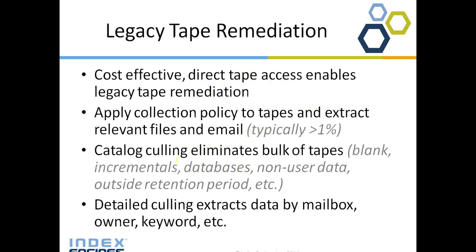The other phase I mentioned earlier is legacy tape remediation. If you wanted to go further and save additional expense, you can look at all those legacy tapes that are sitting in offsite storage vaults like Iron Mountain, Recall, and so on. Because Catalyst provides very cost-effective access to tape content using the direct tape indexing and search capability, you can enable legacy tape remediation, and that's getting rid of those legacy tapes, which can be done over time.